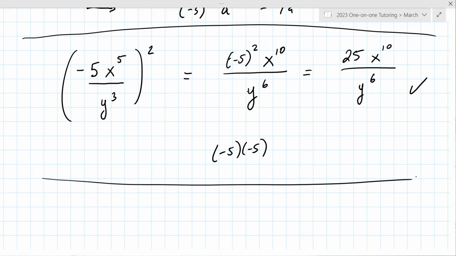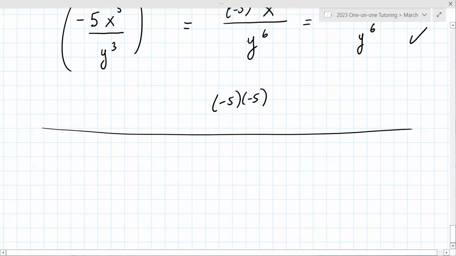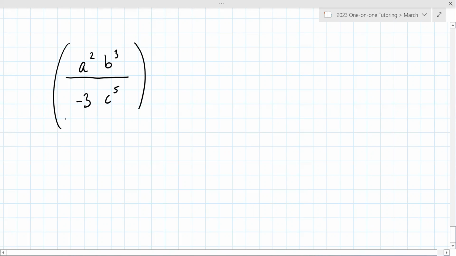All right, so let me give you another one kind of like this. Let me know when you're ready for it. Okay, I have everything written down. All right, so let's go a squared b cubed over -3c to the 5th, all squared, like that. So go ahead and work this out. Give me your final answer.